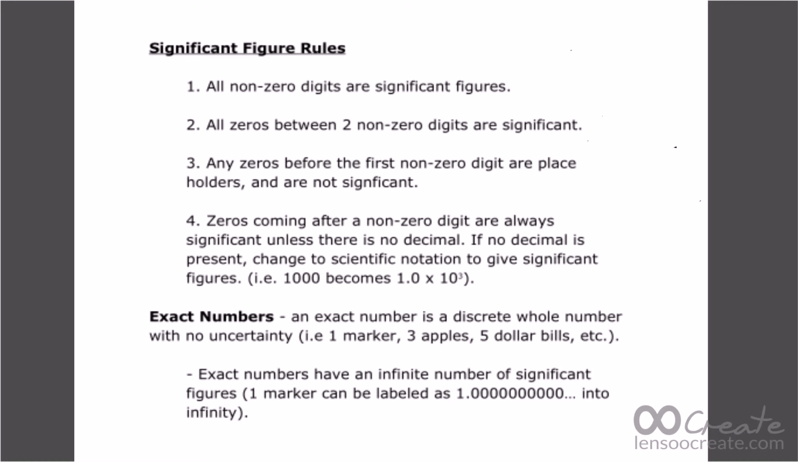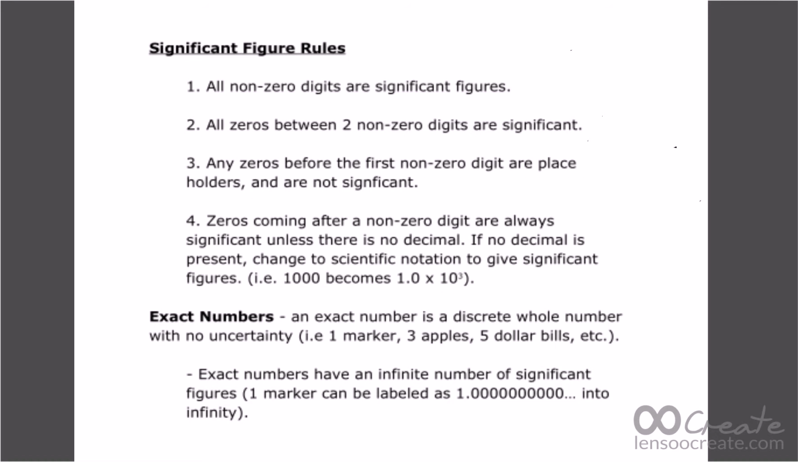All right, so rule number 3. Any zeros before the first non-zero digit are placeholders and are not significant. You'll notice Rule 1 talks about non-zero digits being significant. So Rule 1 deals with 1 through 9. All the other rules are dealing with zeros, because zeros are really where we start having uncertainty in whether they are significant or not. So when we're talking about Rule 3 here, it says any zeros before the first non-zero digit are placeholders and they're not significant.